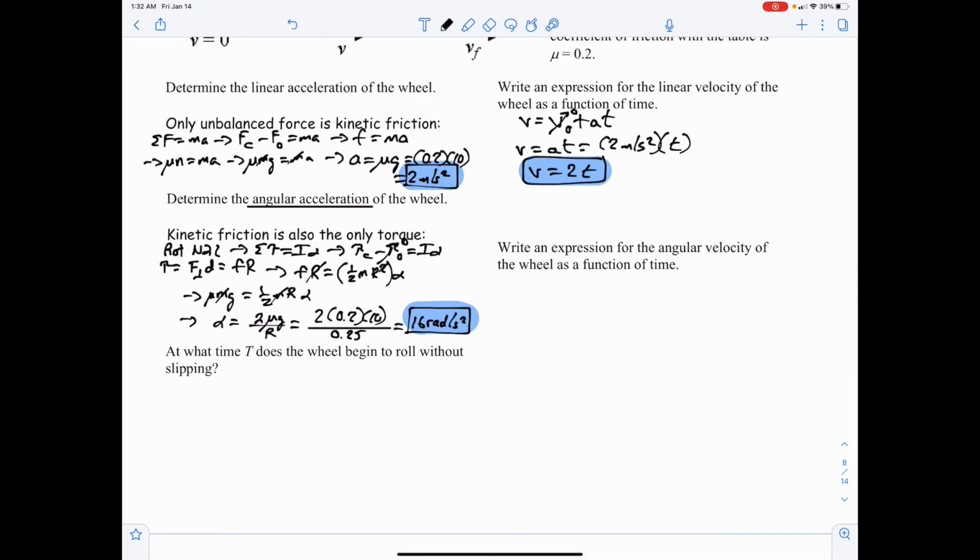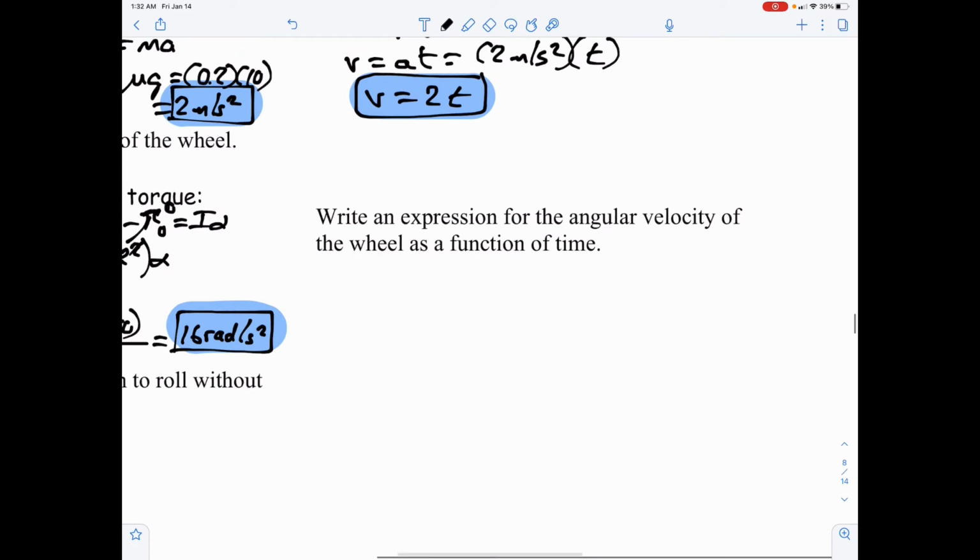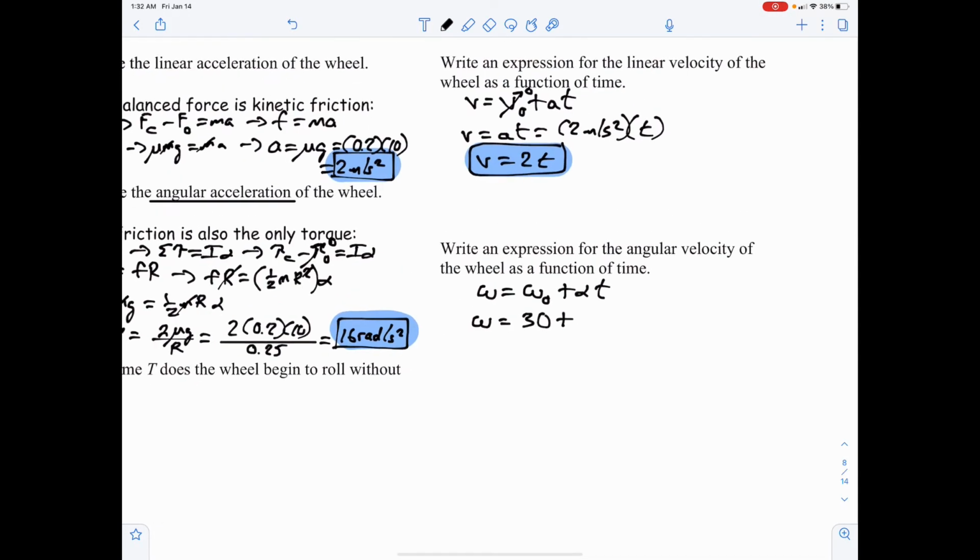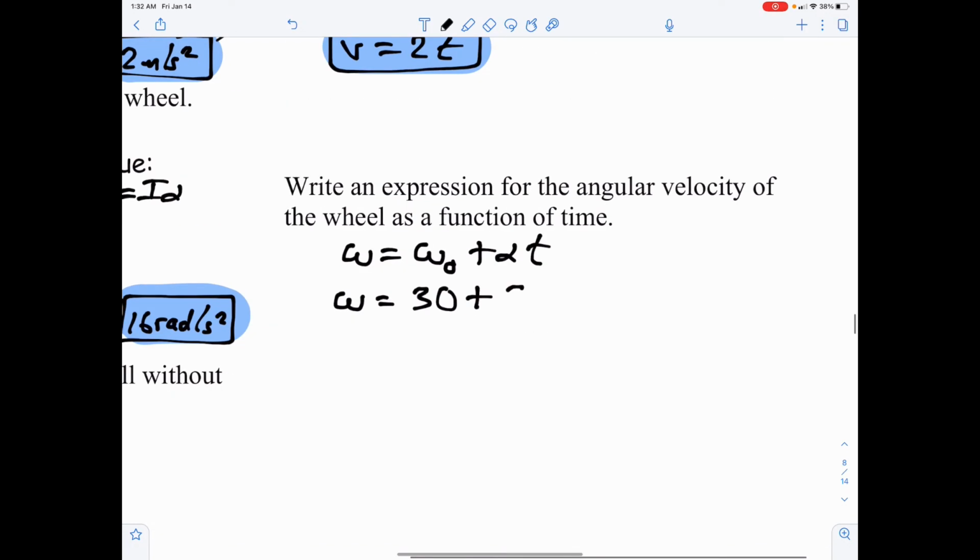Write an expression for the angular velocity of the wheel as a function of time. Well, in this one, we're going to use omega equals omega naught plus alpha t. Now, there actually is an initial omega naught because the wheel was spinning before it dropped on the surface. So omega would be 30 radians per second plus your alpha t, which was 2 mu g over r times t.